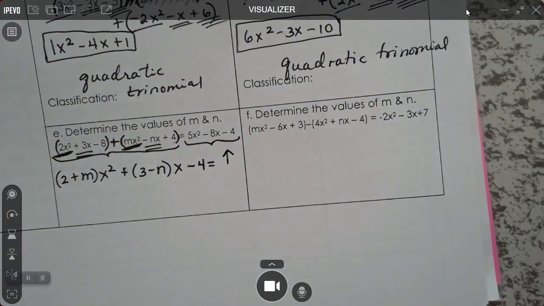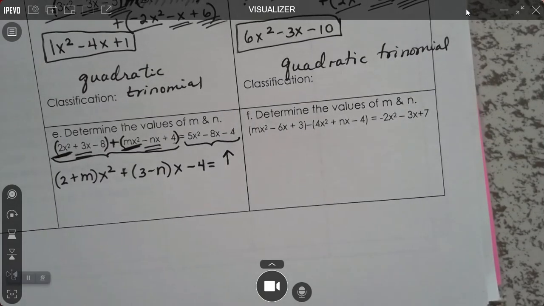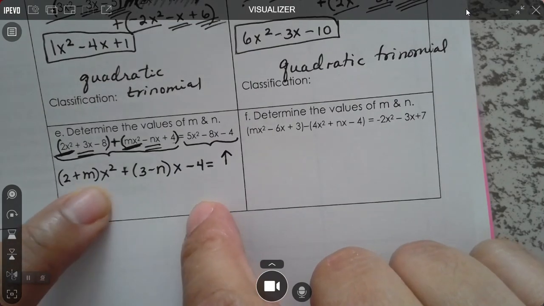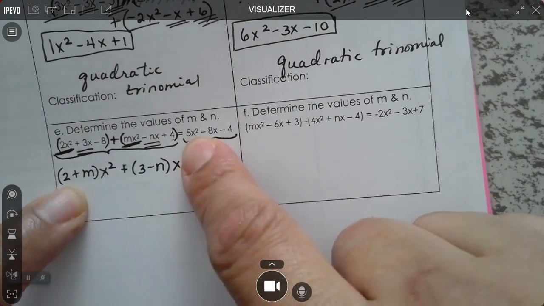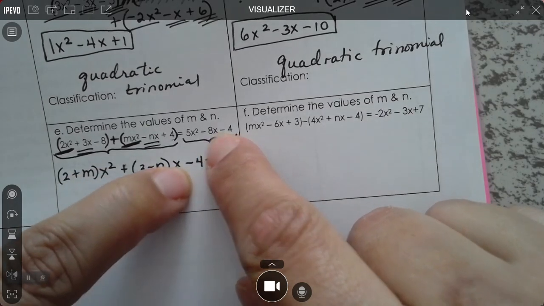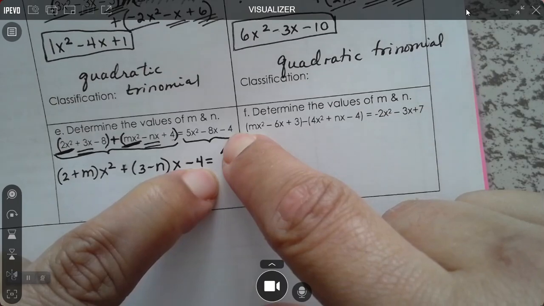I'm out of room, so I'm not going to rewrite that part, okay? But we know it equals whatever that is after the equal sign. So what does this tell us? This tells us that the x squared term is equal to the x squared term. The linear term is equal to the linear term, and the constant is equal to the constant, right?